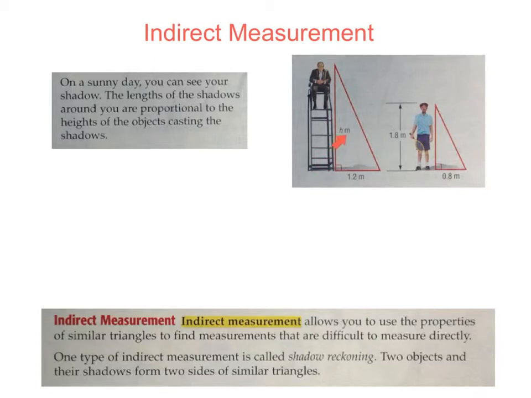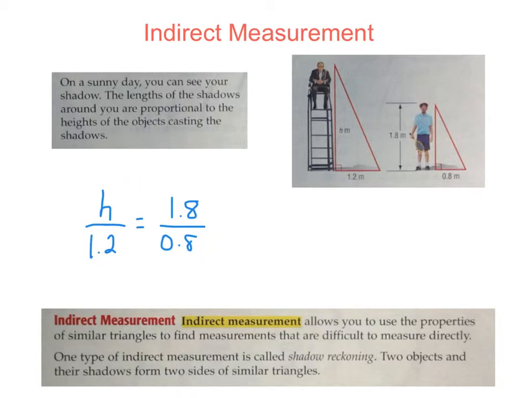Now if we don't know the height of this person in the chair, we can find that by creating a proportion, because this shadow is going to be proportional to this shadow because they both create a right triangle. So to find the height here, I set up a proportion. You can see that right over here.